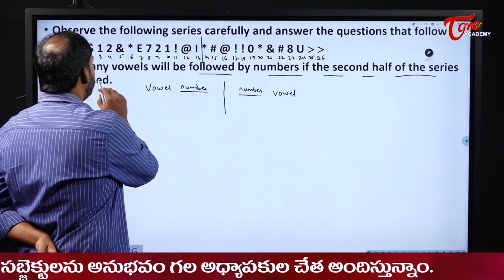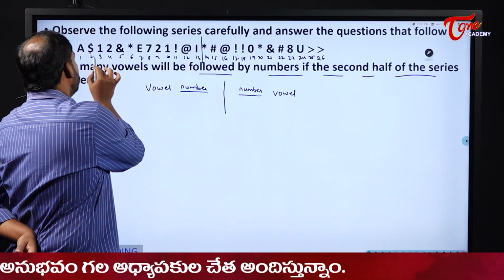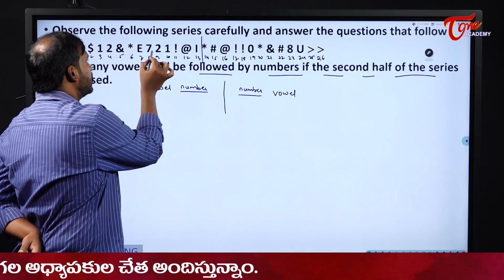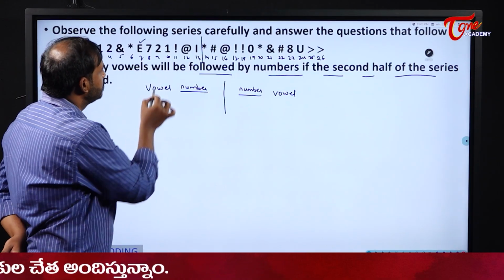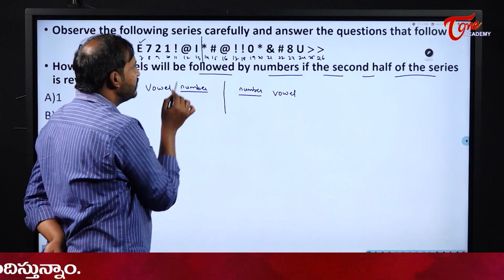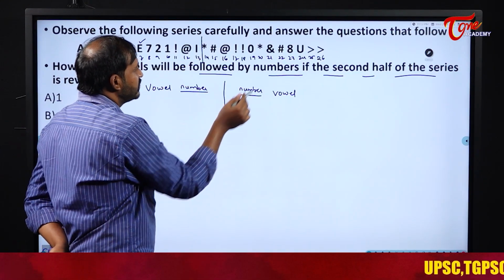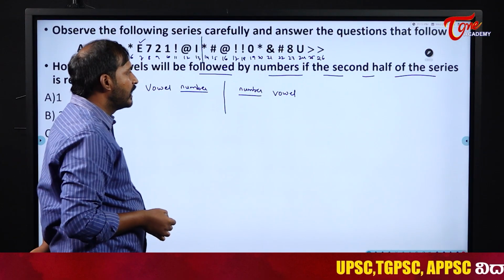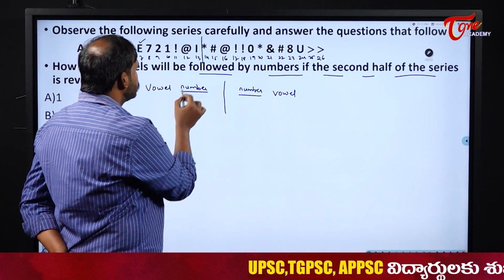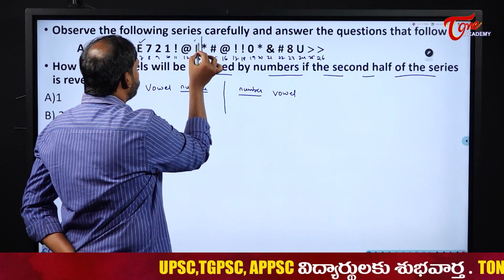Okay, so number and vowel, followed by a number. A is a vowel, E is a vowel, S followed by a number. So E is there for me. And do I have any here? Yes, I. It should be followed by what? Once again it will go to this symbol, right? I is not followed by a number. So that one is also gone. So I is also not possible for me.